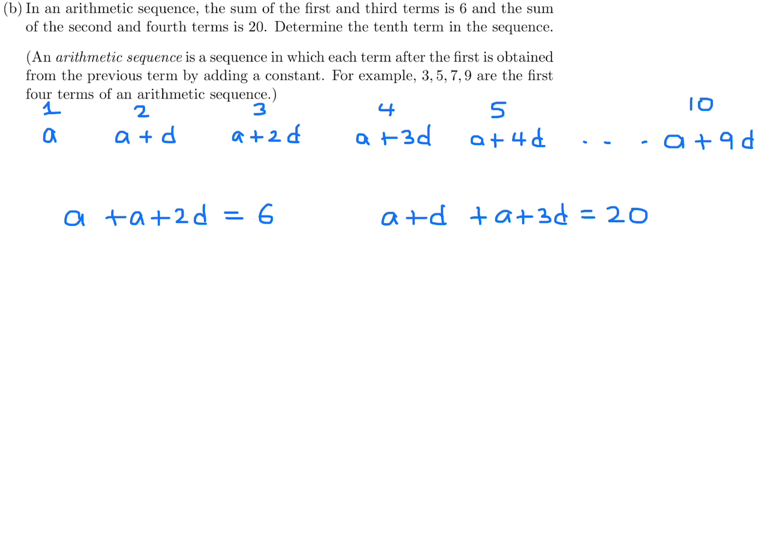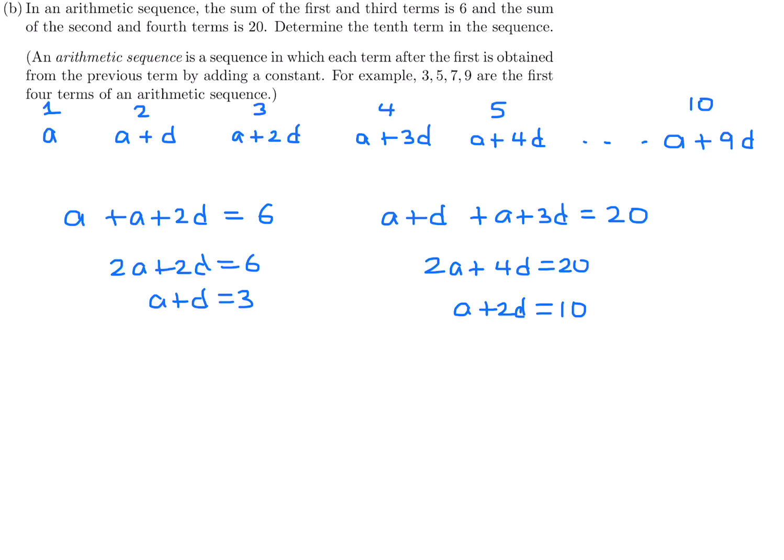All right, so I got two equations, two variables. I can solve for a and d. From this one, I get 2a plus 2d is equal to 6, and therefore a plus d is equal to 3. From this, I get 2a plus 4d is equal to 20, and therefore a plus 2d is equal to 10. Right? So any way you'd like to do it is fine.